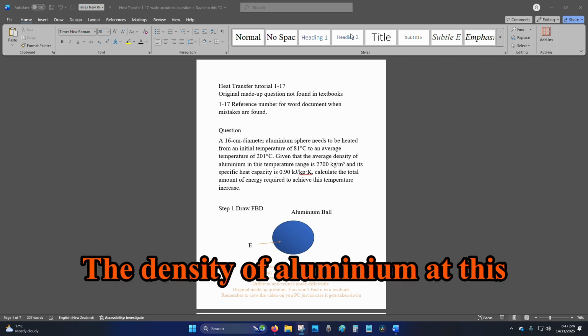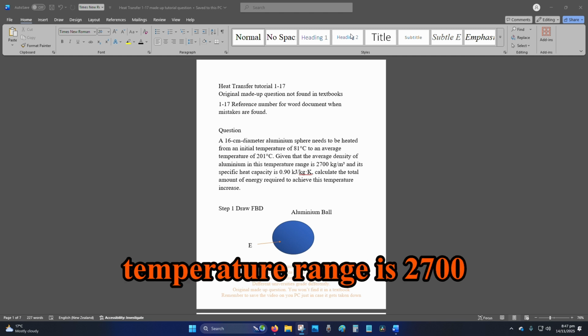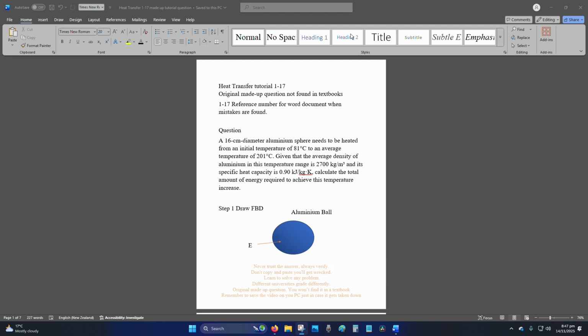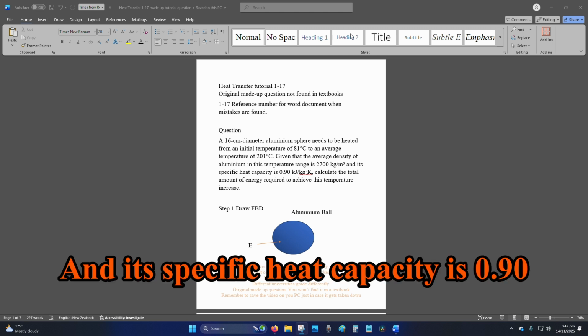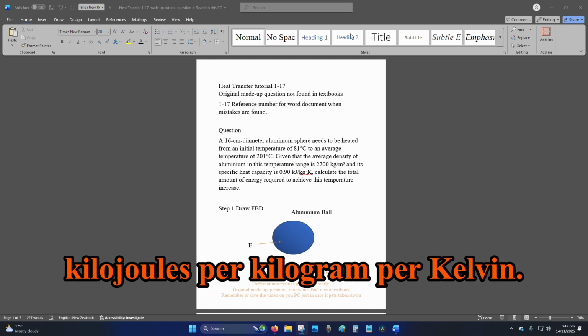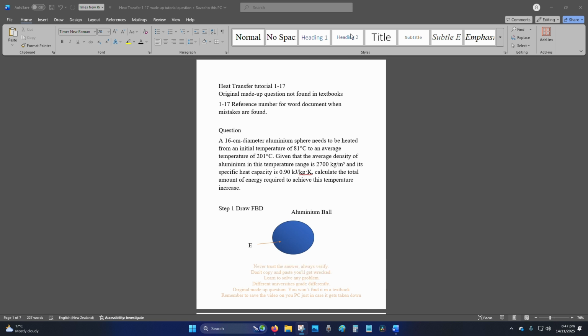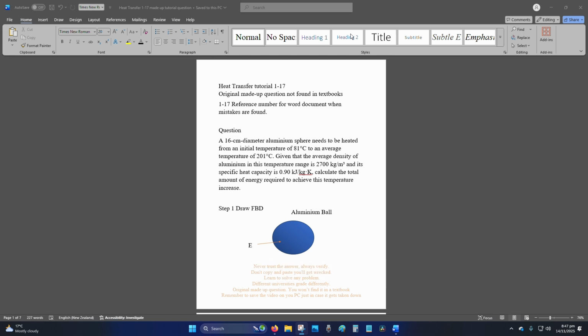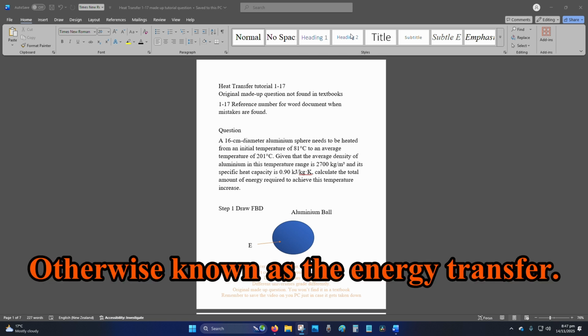The density of aluminium at this temperature range is 2,700 kilograms per meter cube, and its specific heat capacity is 0.90 kilojoules per kilogram per Kelvin. We want to find the energy required to achieve this temperature, otherwise known as the energy transfer.